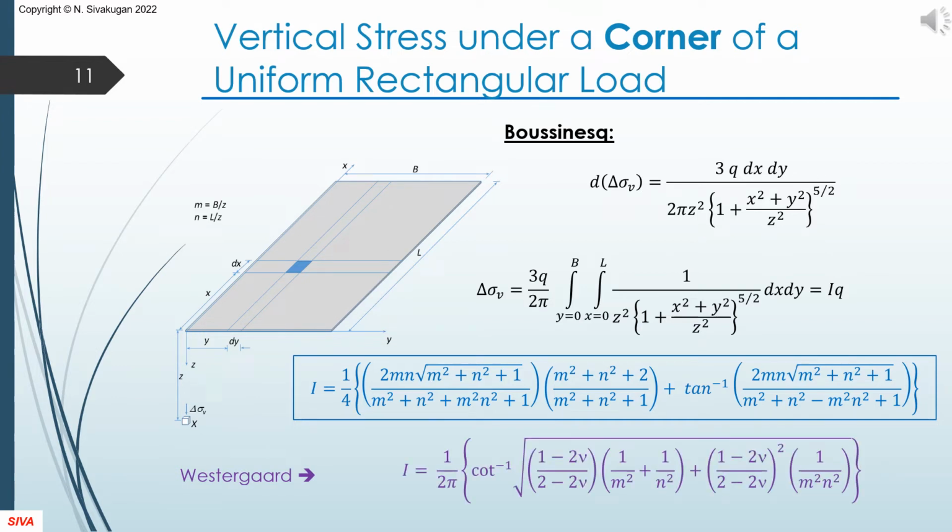Now, we want to find the delta sigma V at depth Z under the corner of a uniform rectangular load. We simply develop an expression for the stress increase caused by the infinitesimal element shown in blue, using the Boussinesq equation for point load, and integrate over the entire area.